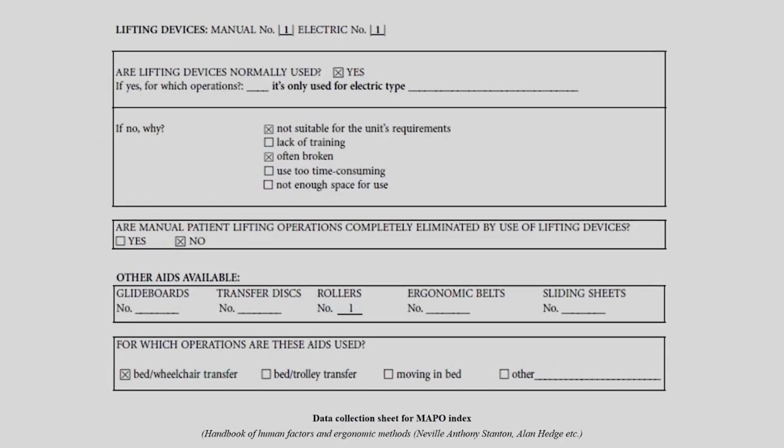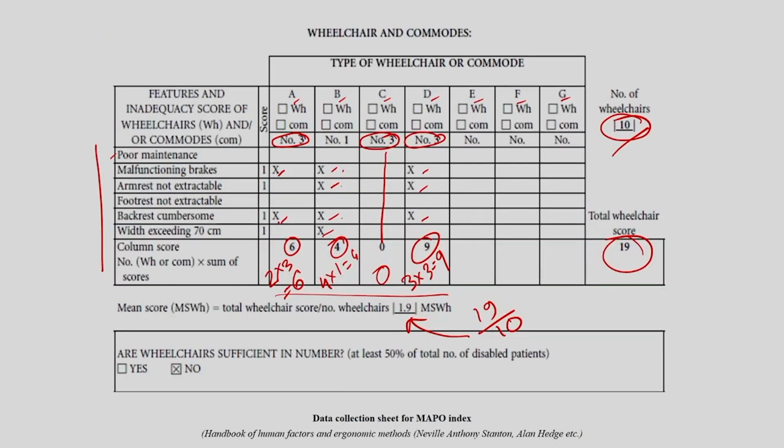So let us see this. Okay, so we have insufficient number of wheelchairs. So we have given the value as no, we do not have sufficient. So score is 1.9 and we do not have sufficient number of wheelchairs. So this is about wheelchair.